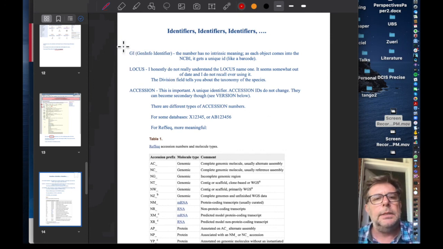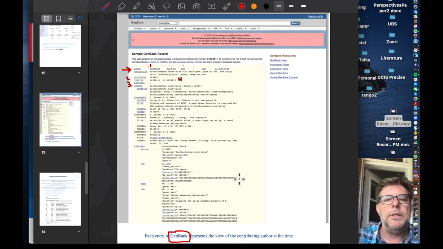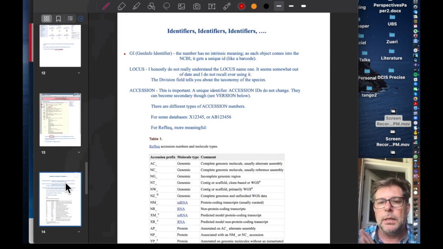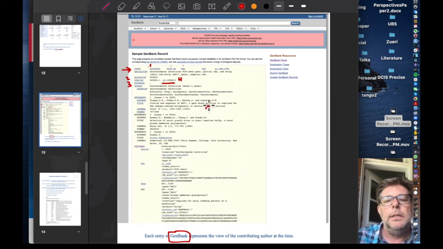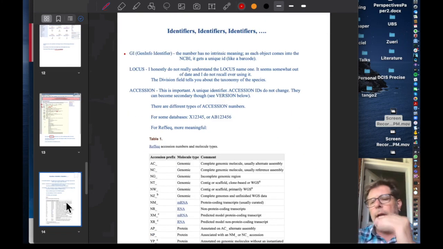The GI is like a generic barcode that every entry gets when it walks into the NCBI. When you submit something to the NCBI, the first thing it does is give us this number, 1293613, and that number is entirely meaningless, okay? It doesn't mean anything. It's just that no other object in the NCBI has that number. And if I modify this file in any way, then I need a new GI. That's as simple as that. So GIs are simply unique identifiers.